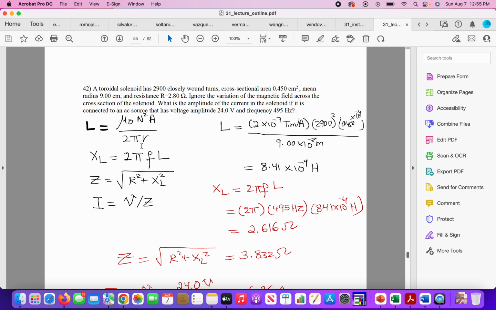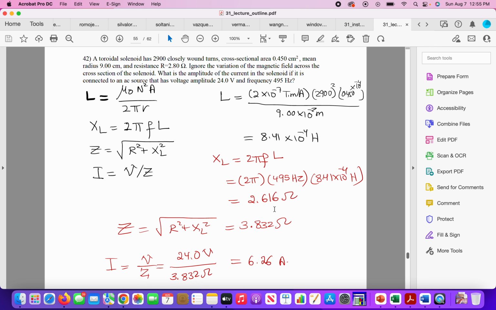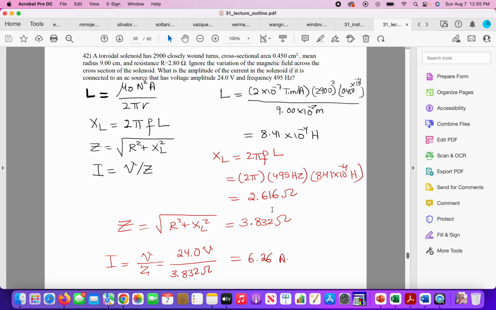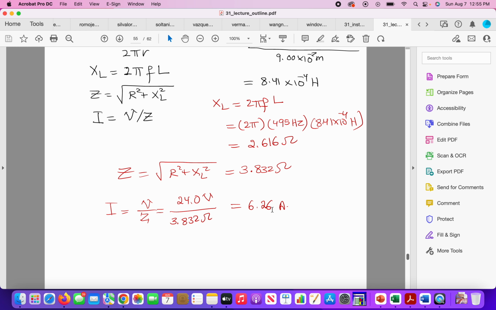Then I used this formula to calculate L. I calculated XL using this equation. I found Z as the square root of R squared plus XL squared. Remember, these are not added like resistors; these are phasors. And then I is going to be V divided by Z. This is the amplitude of the current, which is 6.26 amperes.